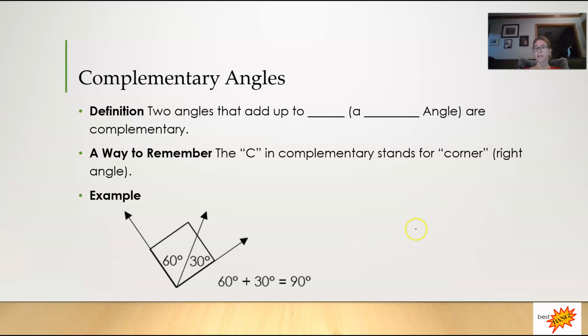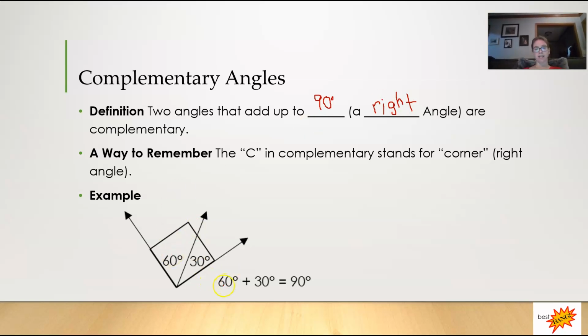Complementary are 2 angles that add up to 90 degrees or a right angle. I always remember this because I remember the C makes a corner, complementary corner. That helps me keep them straight.